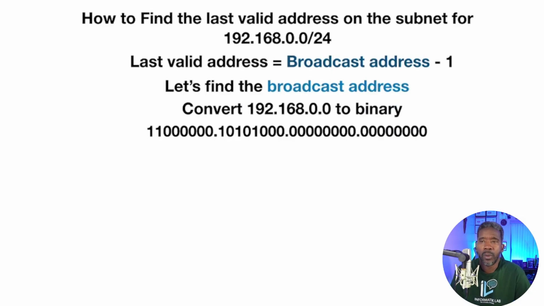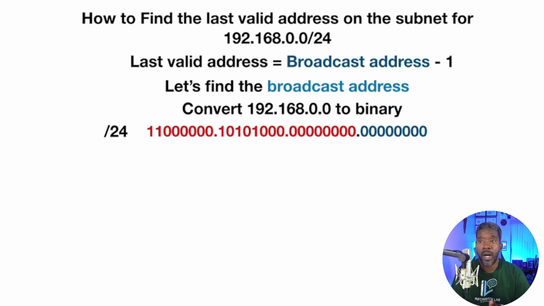Okay, so now what we need to do is separate the network portion from the host portion with a /24. A /24 means 24 bits. The first 24 bits are the network portion, and the remaining 8 are the host portion.